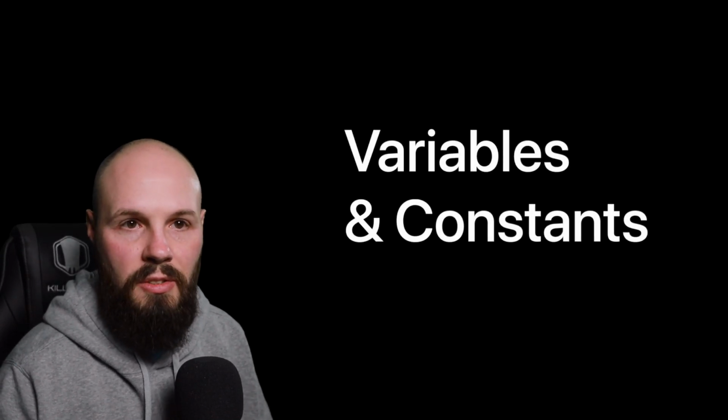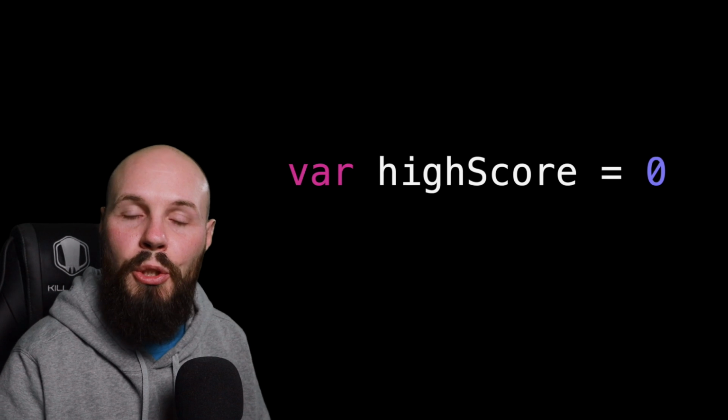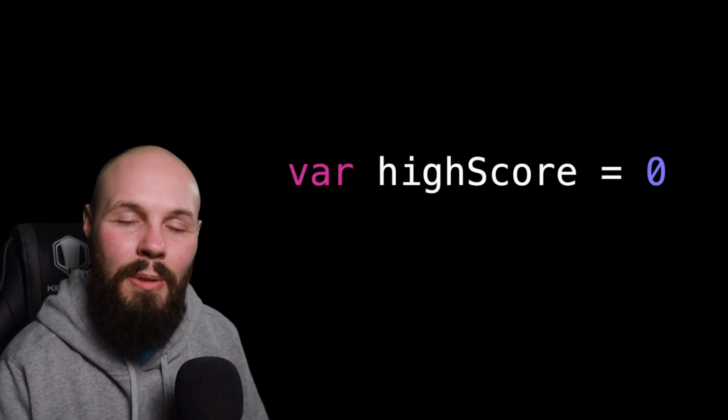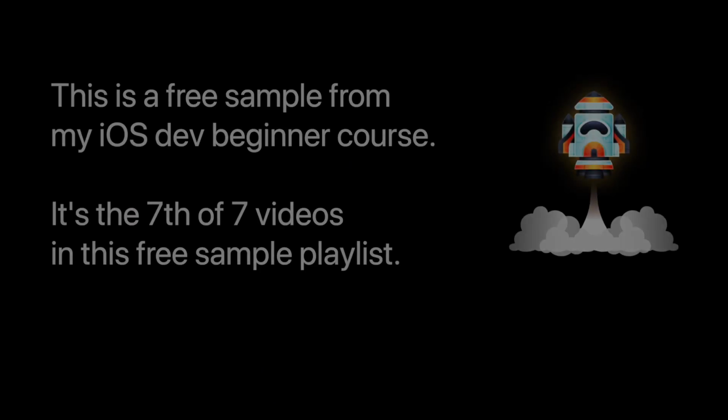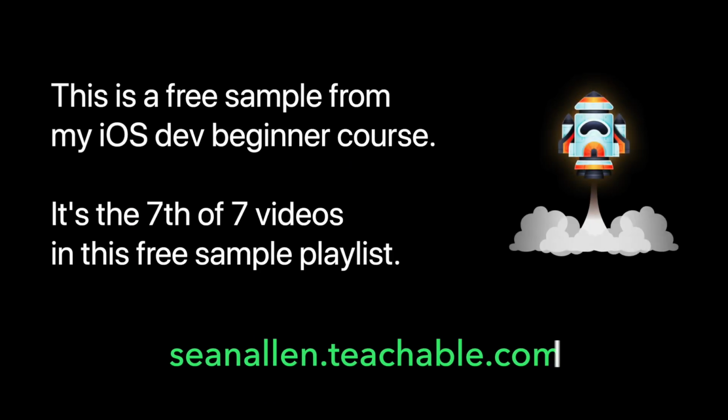Variables and constants. We got a little bit of a sneak peek in this in the previous video when I was showing you how to use types and I was declaring variables. So you may have a little bit of an idea, but let's dive into that a little further. What variables and constants do is they capture a value so you can use that value throughout your code base.